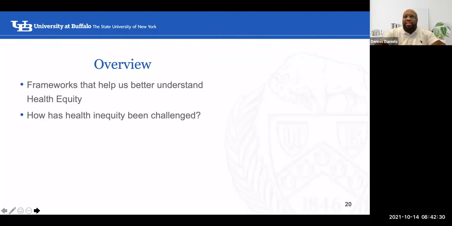we're going to start off, as I promised at the end of part one, discussing frameworks that help us to better understand health equity by discussing examples of a framework that can be used to identify variations of vulnerabilities across populations or varying from individual to individual, as well as a framework that helps us to organize factors that contribute to varying levels of health outcomes in society. And then we're going to close off by discussing examples of how health inequity has been challenged over the years, looking at various levels of reform efforts.